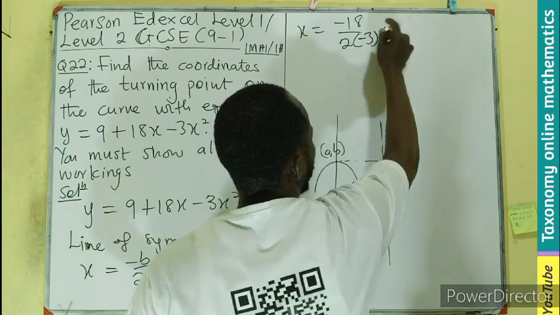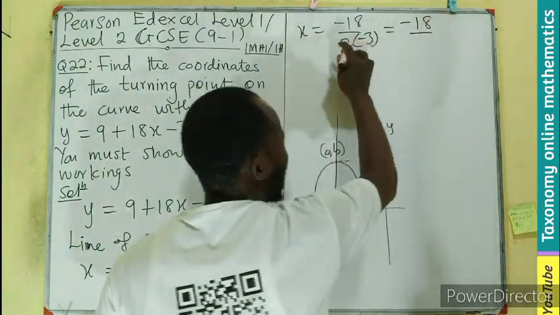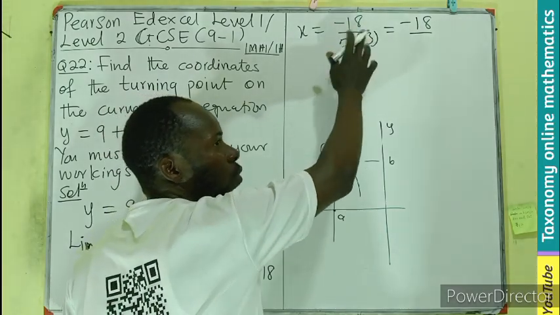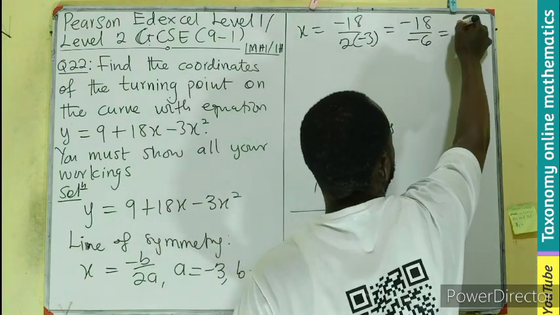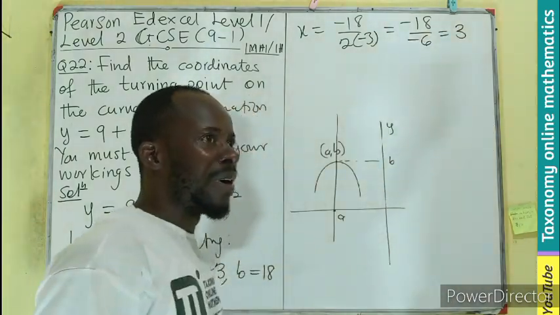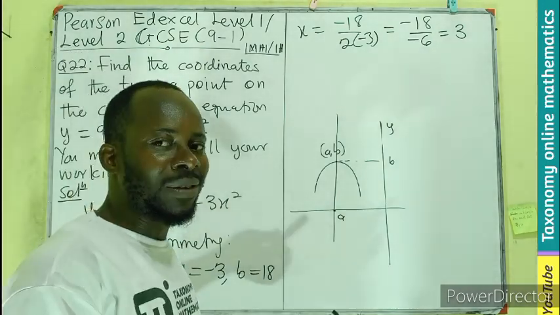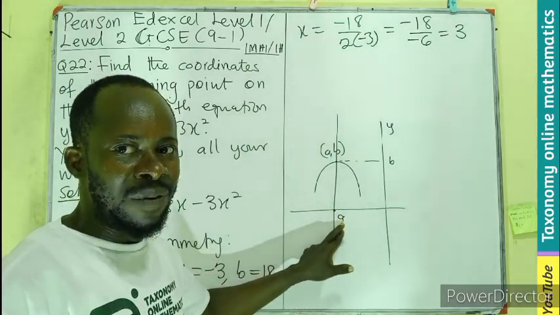So what happened here? We have negative 18 over negative 6, because 3 times 2 is 6, but because of the negative it is minus 6. Negative divided by negative is positive. So 18 divided by 6 gives us 3. It means the A is found.